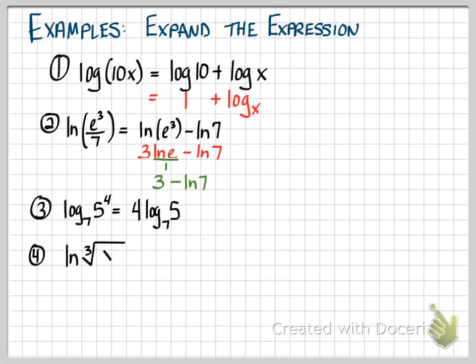And the fourth example, natural log of the cubic root of x. So we have to remember that the cubic root is really just a power. It's the 1/3 power. It's the reciprocal of the root. So 1/3 is the reciprocal of 3. Now I can use the power rule to drop the 1/3 out in front. And this is an expanded expression from the previous written example.